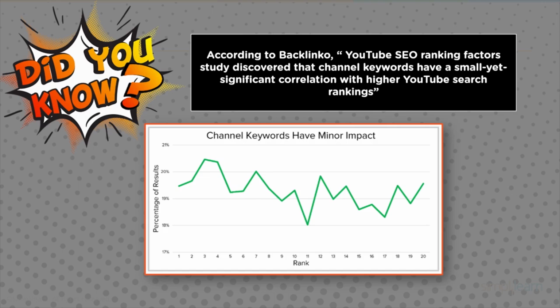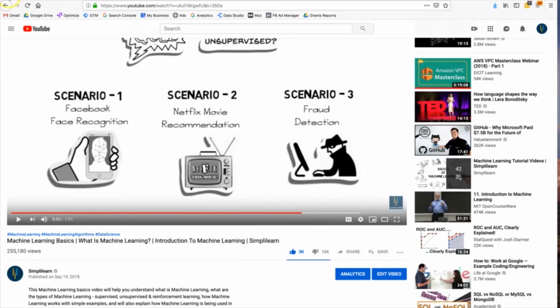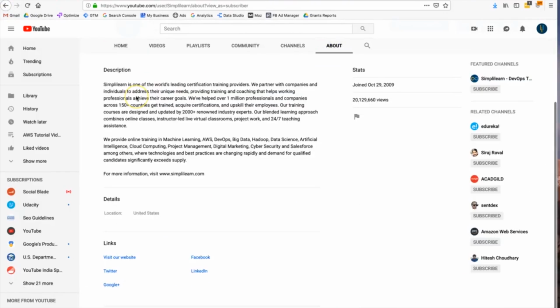So according to Backlinko, the YouTube SEO ranking factors study discovered that channel keywords have a small yet significant correlation with higher YouTube search rankings. So channel keywords. So when you're optimizing your channel and you want to include keywords, start with your description. So if I go back to our channel, if I go to About, make sure your description has those relevant keywords in it. That's where it all starts.